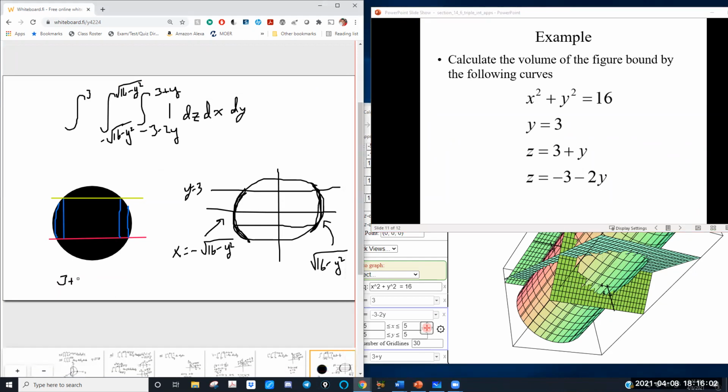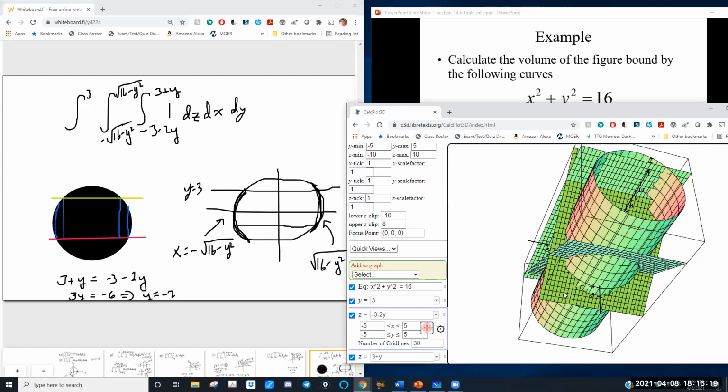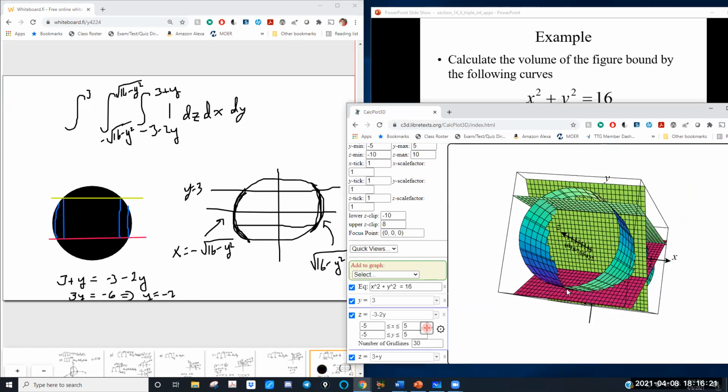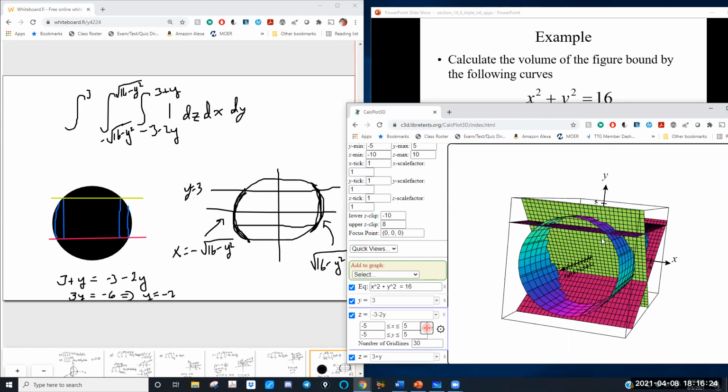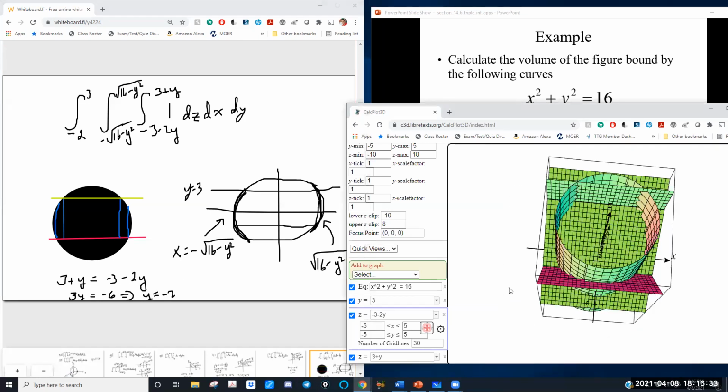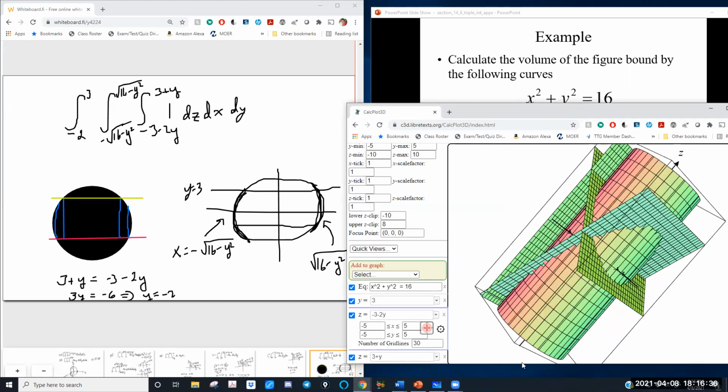So 3 plus y equals minus 3 minus 2y. So we end up with 3y equals negative 6, or y equals negative 2, which if we look at the graph again, makes sense, right? It's a little closer to the x-axis than this one was. So it makes sense that that y value be a little bit smaller in magnitude. And that will give us the volume of this region.